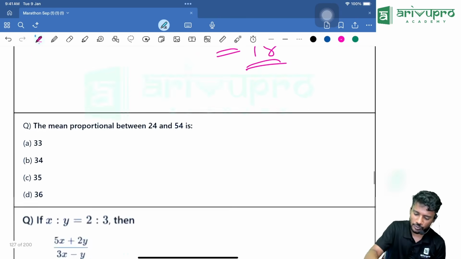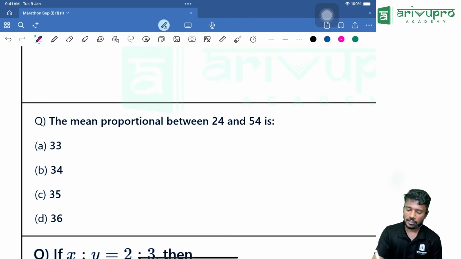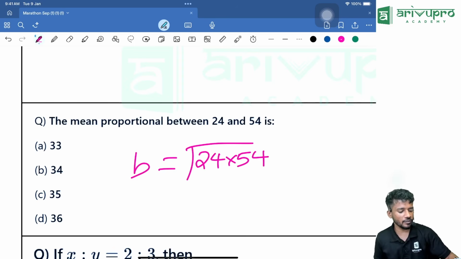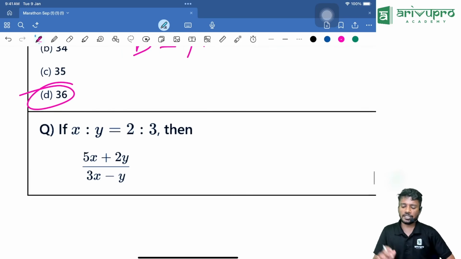Yes. Next one. Mean proportional between 24 and 54. What is it? The root of 24 and 54 multiplied. You will get the answer. How much is it? 24 into 54. Then click equal to. Then click root. How much is it? 36.